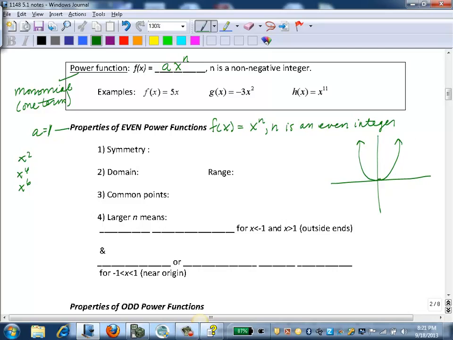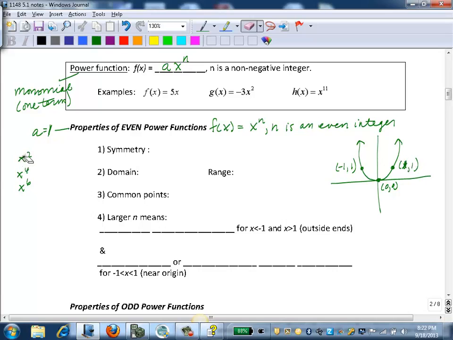It also turns out they have the same 3 key points. If you remember from our x squared parent graph, 3 key points on it were negative 1, 1, 0, 0, and 1, 1. Well, if you plug in a negative 1 and square it, that's the same as taking negative 1 to the 4th or negative 1 to the 6th. And if you put in a 0 for x, if you square 0, it's the same as 0 to the 4th and 0 to the 6th.